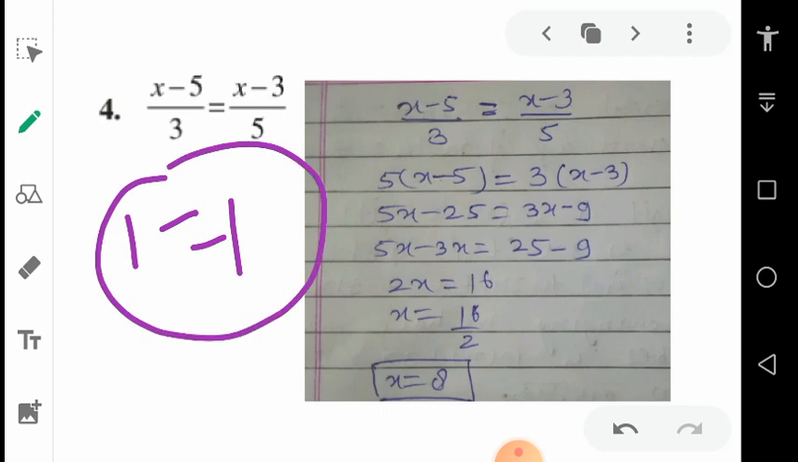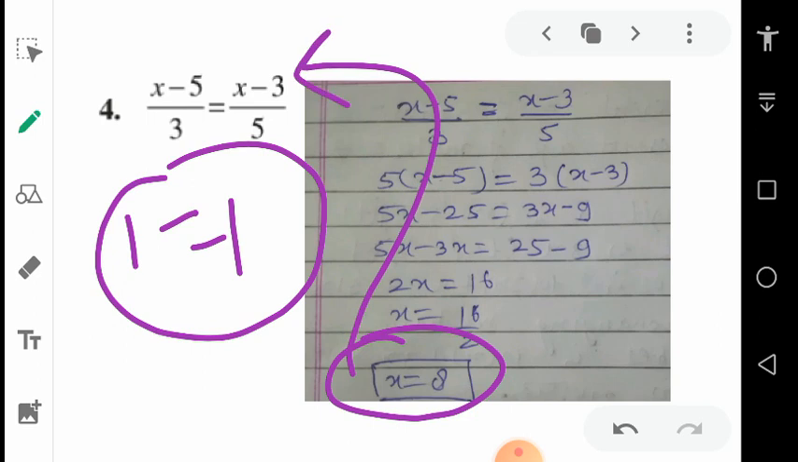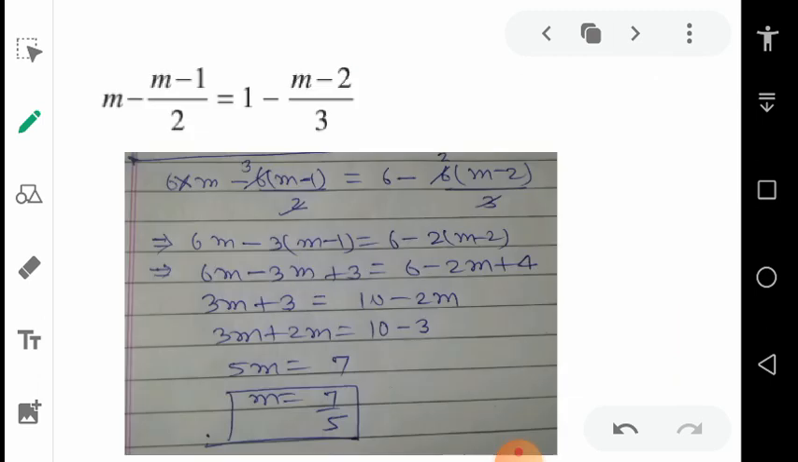And why is this true? Due to the value of x, that is 8, as we substituted that value of x here. So our answer is right. That's why I am telling you again and again that cross checking is very important. Come to the next question.